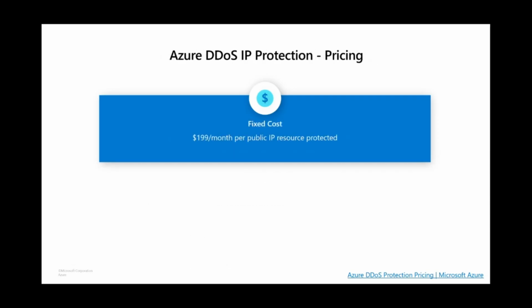The other SKU, which I mentioned, is the IP protection SKU, which is $200 a month for each public IP address where you have it enabled. Again, right? So if you have a few public IP addresses and you don't want to pay the $3,000 a month plan for the network SKU, then you can use the IP protection and protect specifically the public IP addresses that you want.